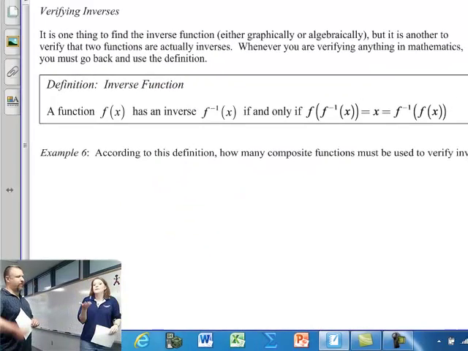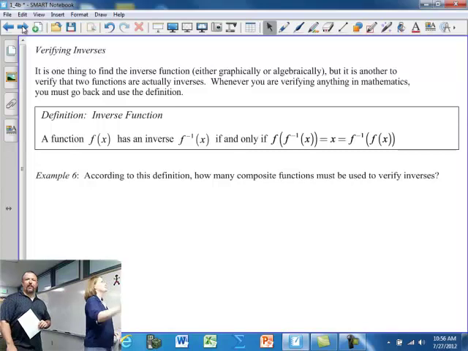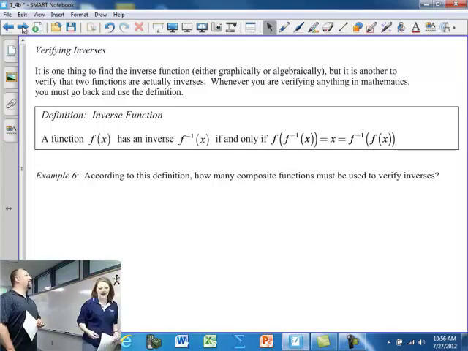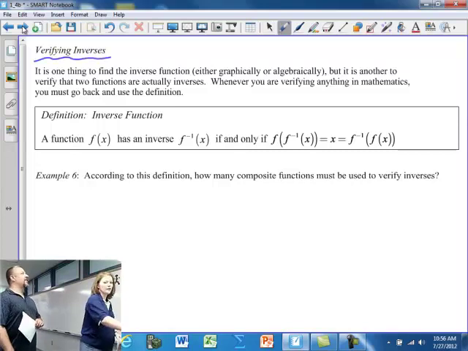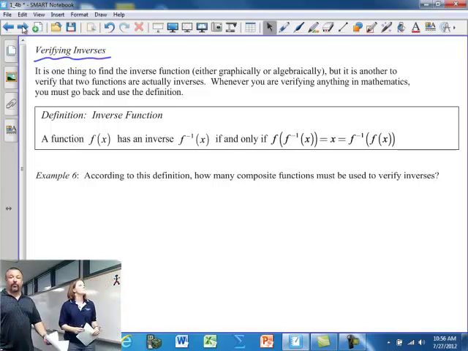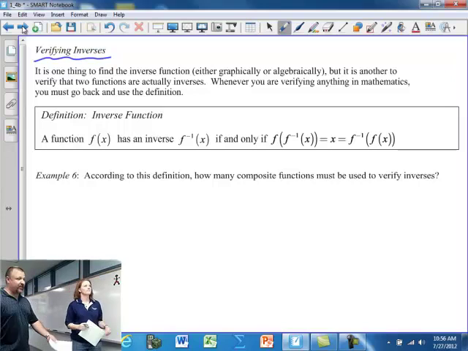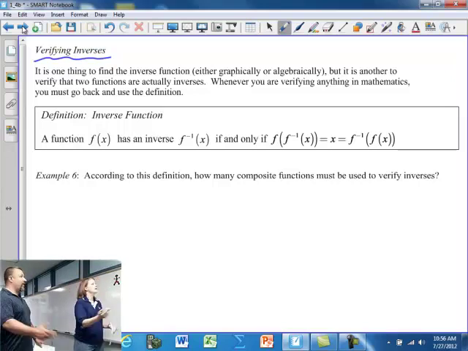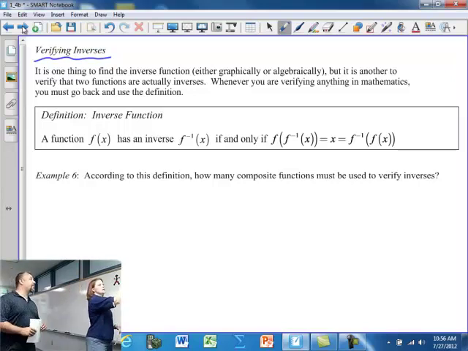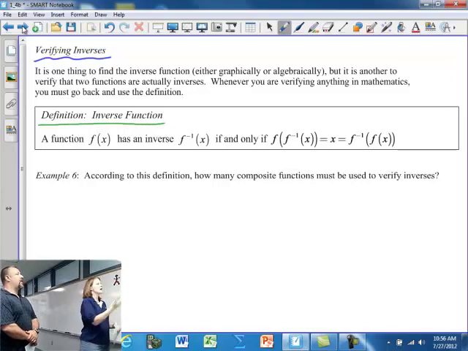Okay, so now, that's pretty Algebra 2 level. Let's kick it up a notch to pre-calc level. We need to be able to verify inverses. Okay, so what does verify mean? Verify means to prove, and the only way to prove anything is to prove it algebraically, using definitions and other things. Okay, we have a definition for an inverse function.